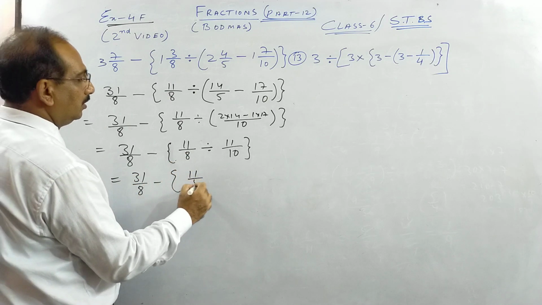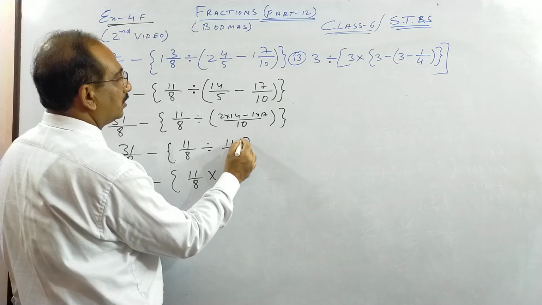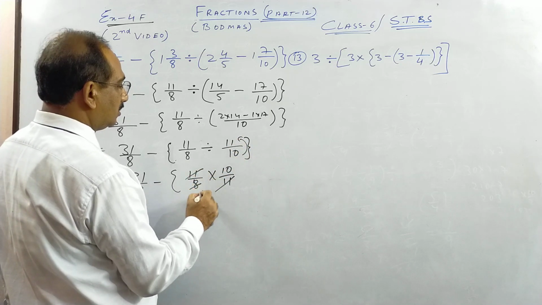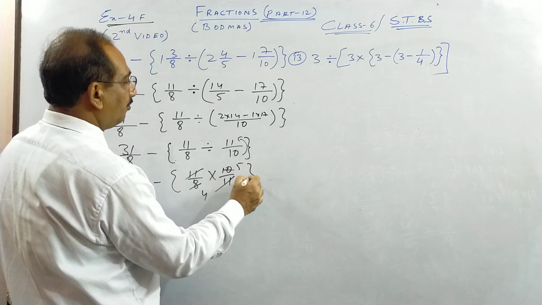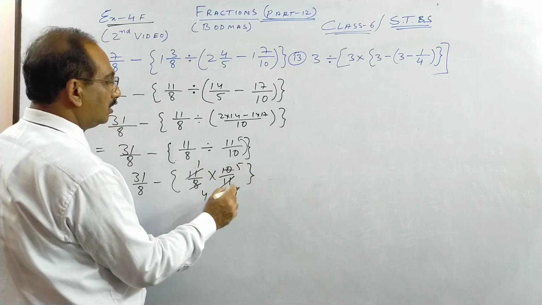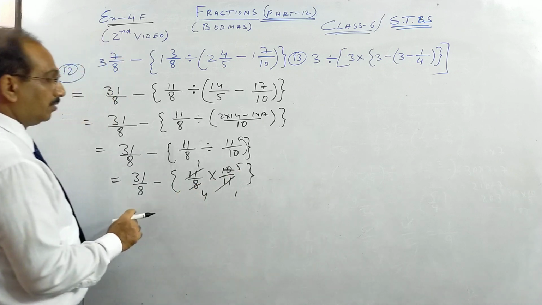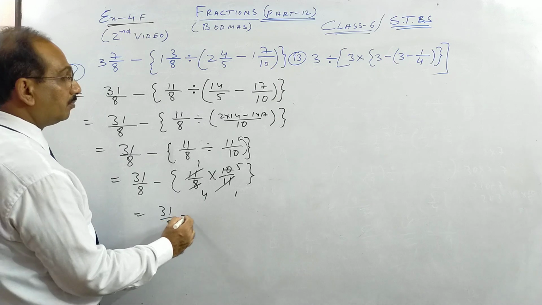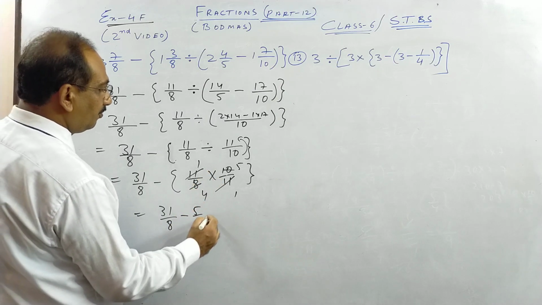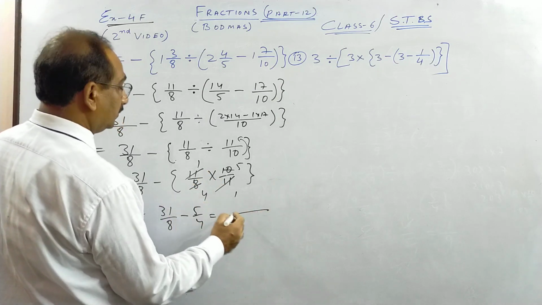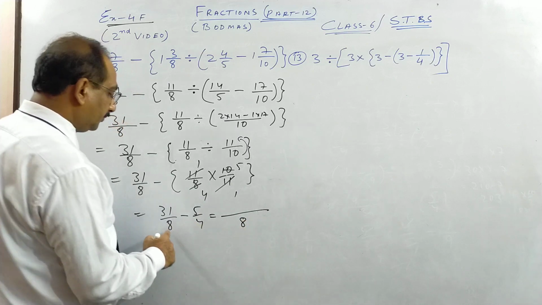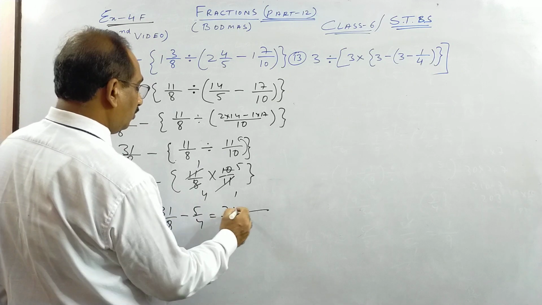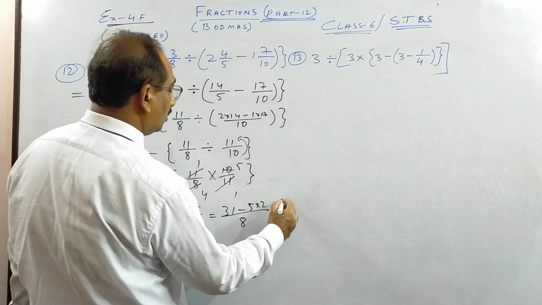Here I do division, becomes multiplication, this goes up and 11 comes down. And if you see, this cancels, this is 4 by 5. Once more, 11, 11 cancels, 5 2s are 10 and 2 4s are 8. 31 by 8 minus 5 by 4, if you take LCM, it will be 8. 8 will go 1 time and 4 will go 2 times.